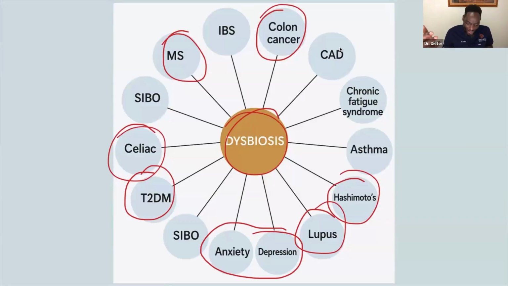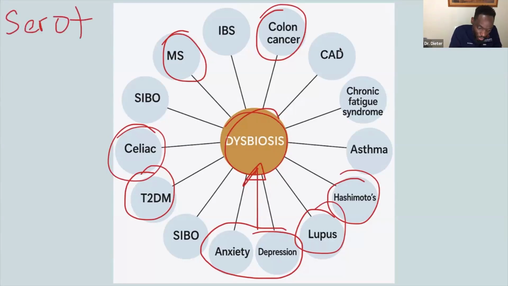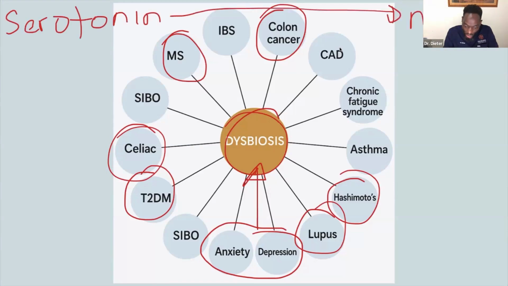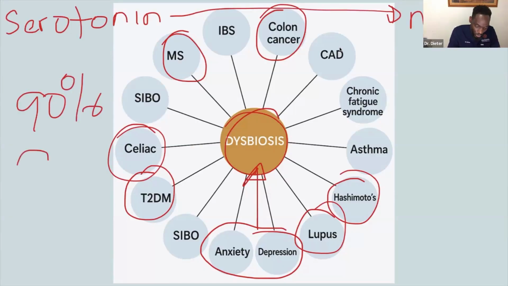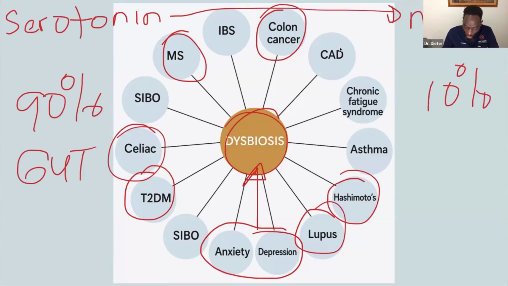You may be surprised to see that anxiety and depression are related to dysbiosis, but the biology makes sense. You may not know it, but the hormone serotonin, which is our happy hormone, some people call it a hormone, some people call it a neurotransmitter, is supposed to help maintain our mood. 90% of that hormone is produced in the gut. The other 10% of serotonin, which maintains our mood, is produced in the central nervous system.